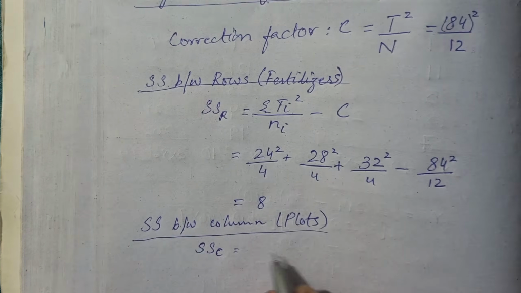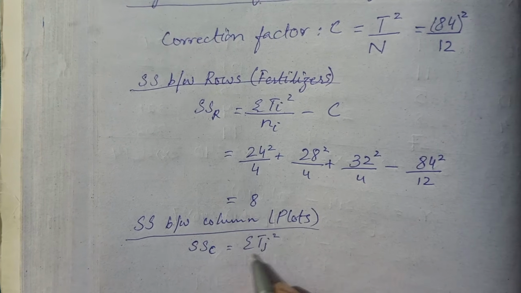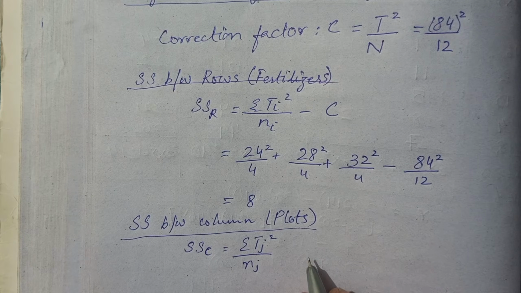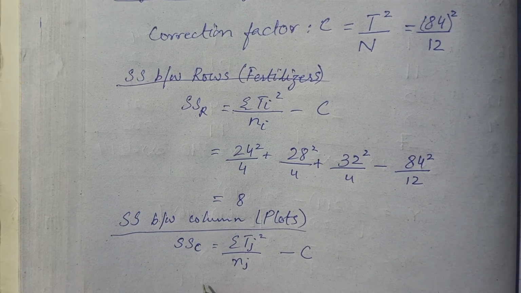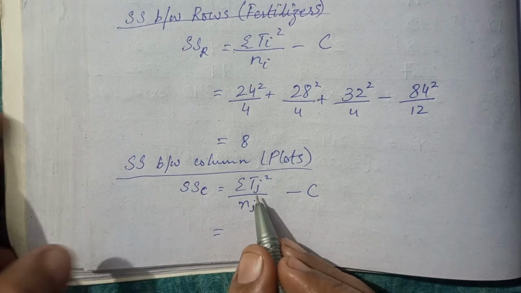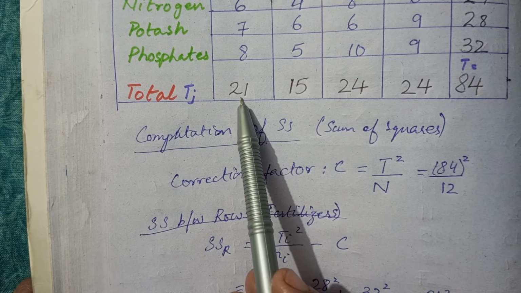SSC, where C denotes column, equals the summation of Tj square over Nj, where Nj is the number of observations in each column, minus C. What is Tj? Tj is the total of each column, that is 21, 15, 24, 24.